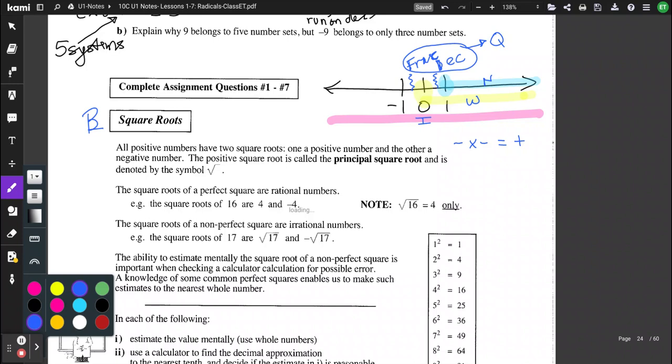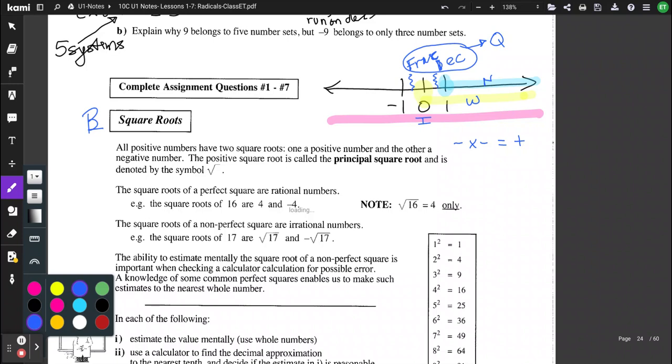Your primary of the positive is always the one you want. How do you know if you're looking for the negative one? The way you know you're looking for the negative one is if they show a negative in front of the sign. So let's take a look at the example they're showing us.